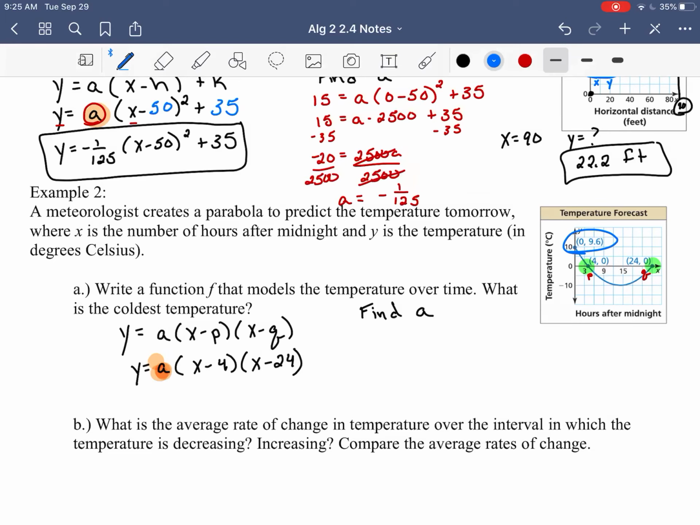So we need to go ahead and find that a by plugging in that 0 for my x's and 9.6 for my y's. So 9.6 is y, a, (0 minus 4)(0 minus 24). So we get 9.6 equals a times negative 4 times negative 24. Okay, so negative 4 times negative 24 is 96. Divide both sides by 96. A is 1/10. Okay, so then we know my a. So there's my equation.